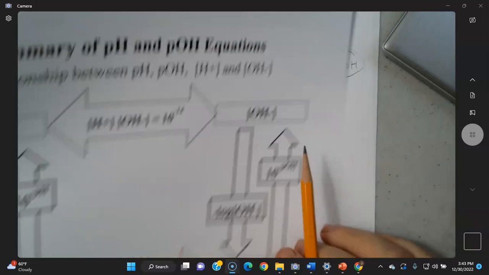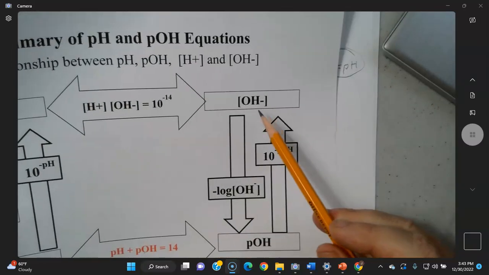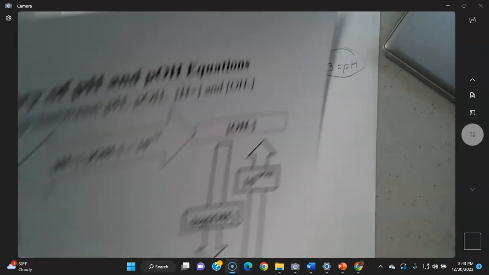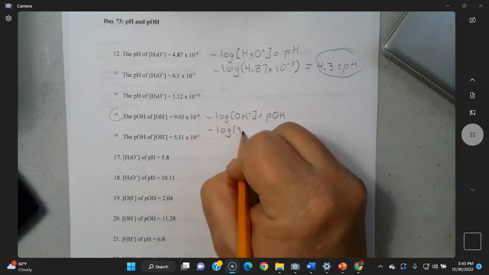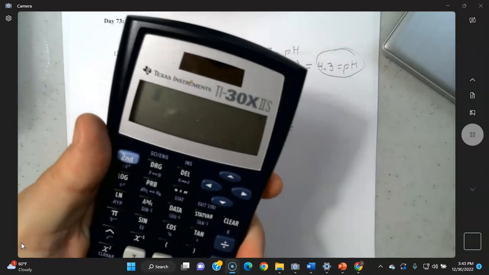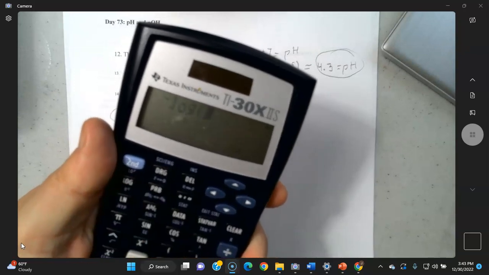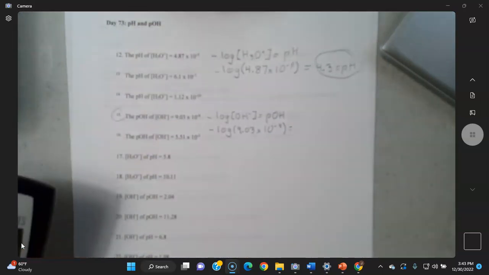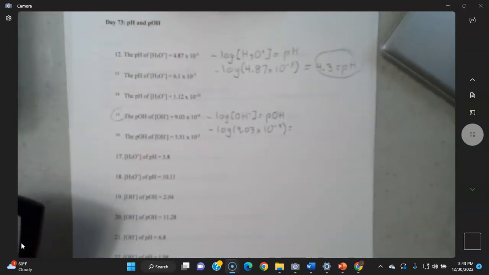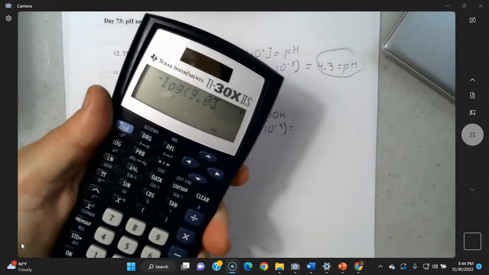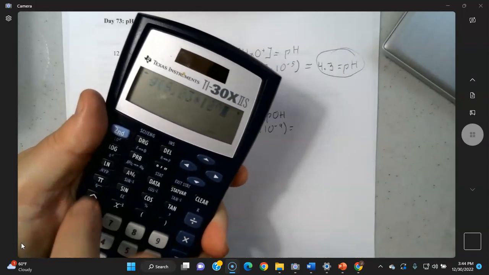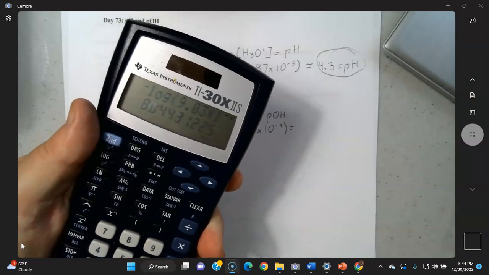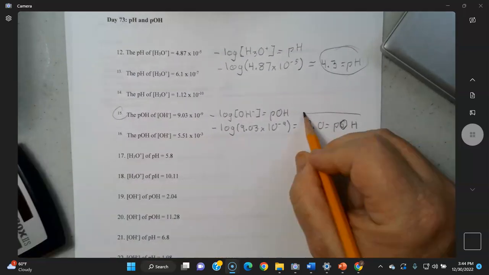So here it is. You want the pOH, and you're given this. So same thing, you take the negative log of the hydroxide ion concentration to get the pOH. Okay, we'll do this one together. So it's negative log up here, and it's 9.03. Let's get that back in focus. 9.03 times 10 caret negative 9, close the parentheses, and that gives us 8 point, we'll call it just 8.0. All right.